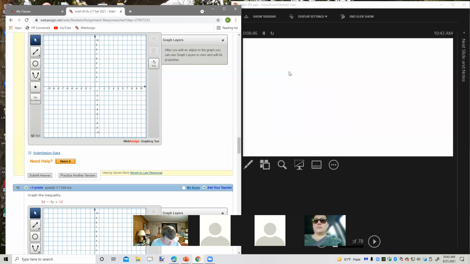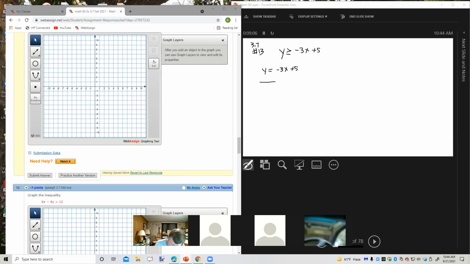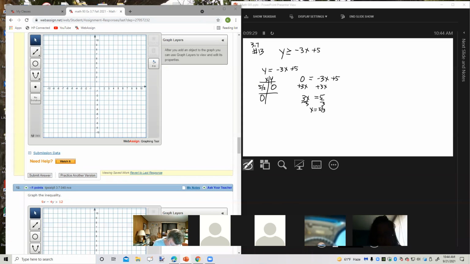And we'll take a look at number 13, still from section 3.7. This says y is greater than or equal to negative 3x plus 5. So again, I'm going to look at just the equation part. I'm going to make a table, and I'll go ahead and use x and y intercepts. So if y is 0, I get 0 equals negative 3x plus 5. I'm going to add 3x to both sides of the equation. 3x equals 5. Divide by 3, x equals 5/3. If x is 0, y equals negative 3 times 0 plus 5, y equals 5. So I've got my 2 ordered pairs.